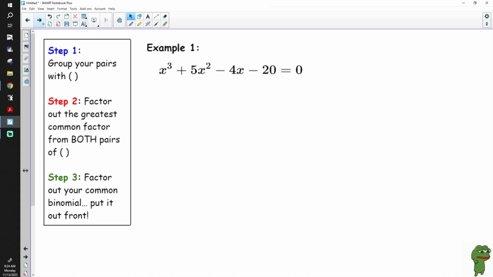So, example 1, we have 3 steps we're going to use. Our first one is group your pairs with parentheses, and this is where it gets its name. It is called factor by grouping because we are going to make 2 groups. Our first 2 terms are x to the 3rd and 5x squared. That makes my first group, and I'm going to put them in parentheses. That is group 1.